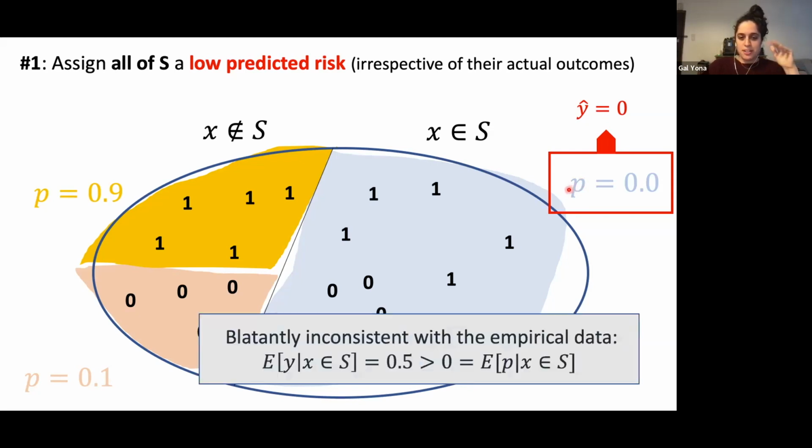So here there's an obvious sense in which this predictor is bad. If you look at S, the predictions are blatantly inconsistent with the empirical data we have at hand, in the sense that the expected outcome Y conditioned on being in S is a half, but the expected prediction is 0. So there's an obvious mismatch here. This is the first example, and we're going to revisit it.